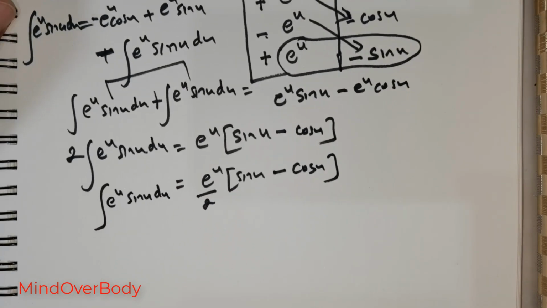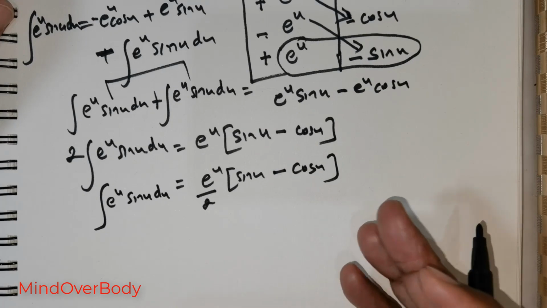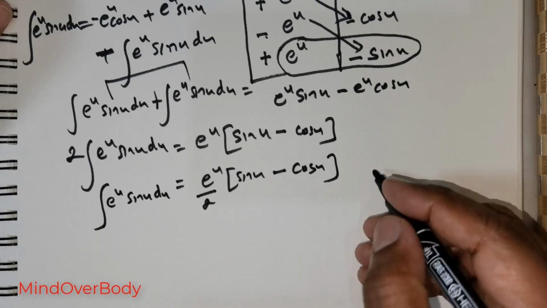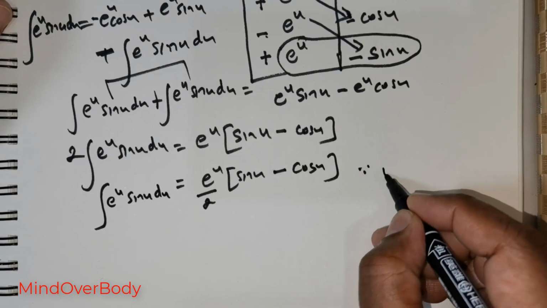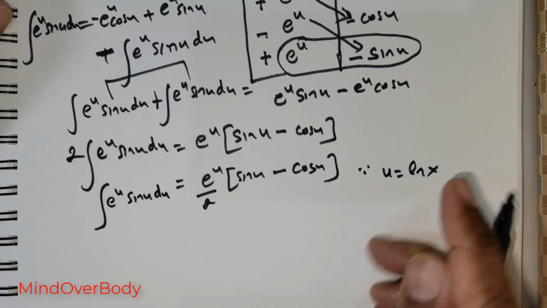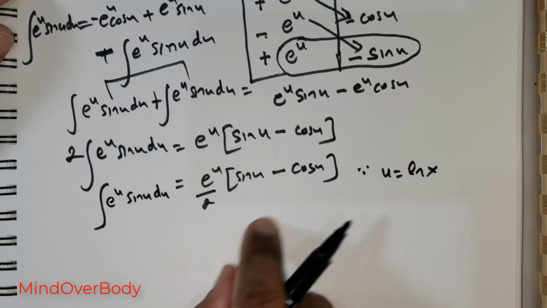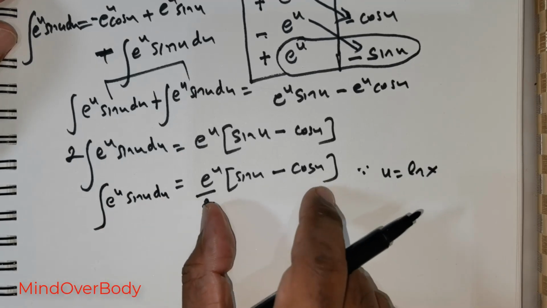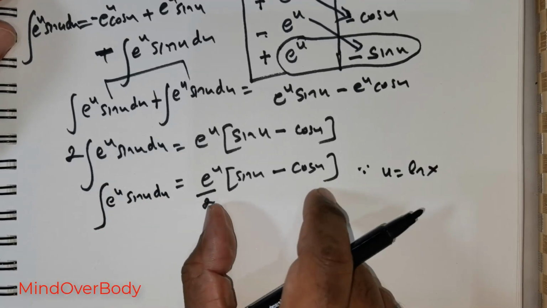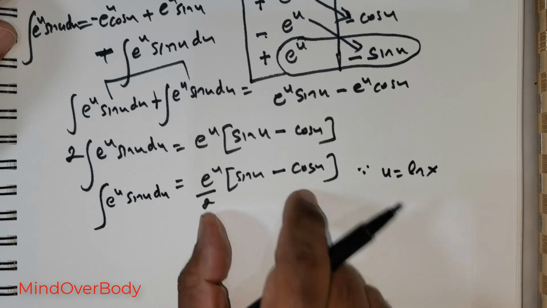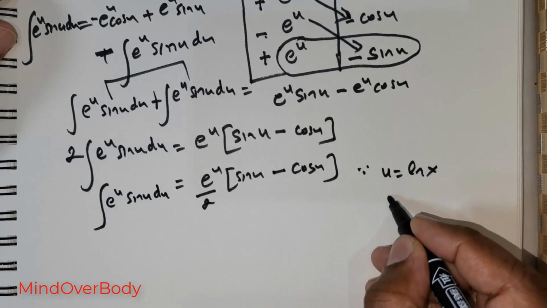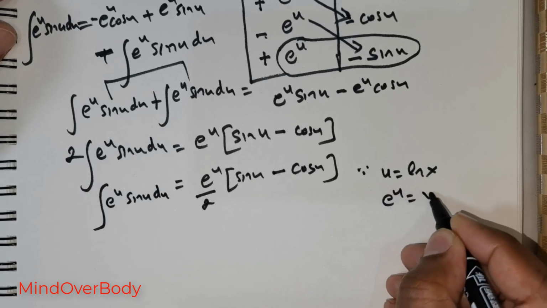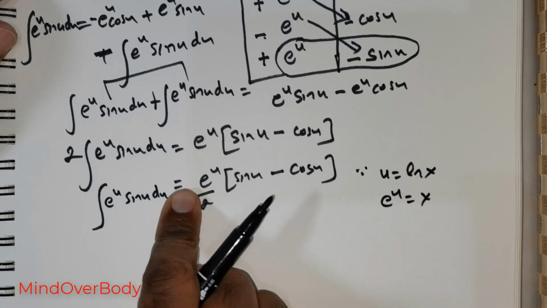Now you can revert back to the x components, right? You can state it here, since u is equal to ln x. So if you were to rewrite this, this is already got. You don't need to touch this. So this is the solution that we are looking for. So you can place the solution. And not only that, e raised to the power of u is equal to x. So that is also an important substitution you can make.